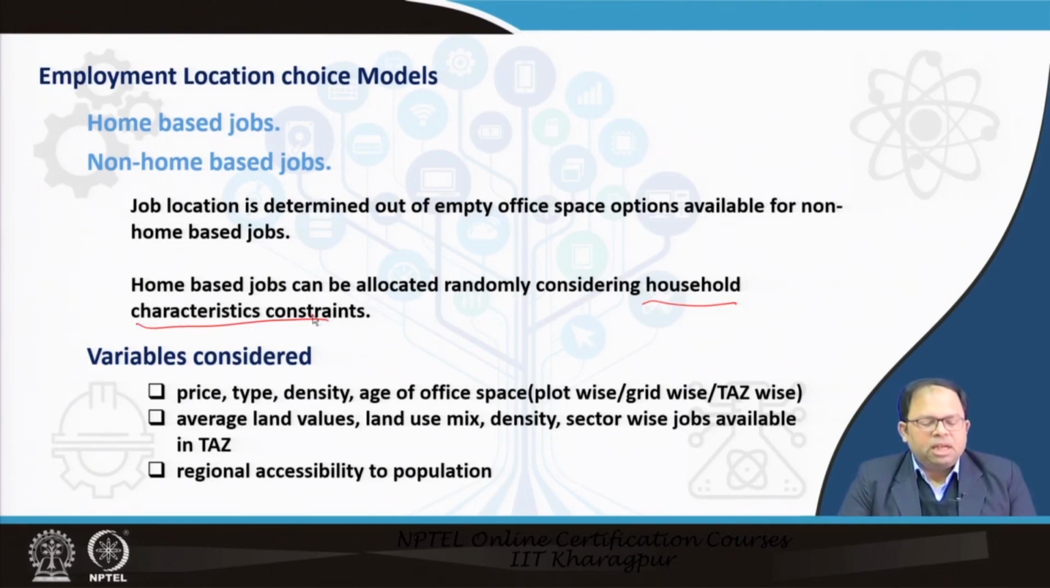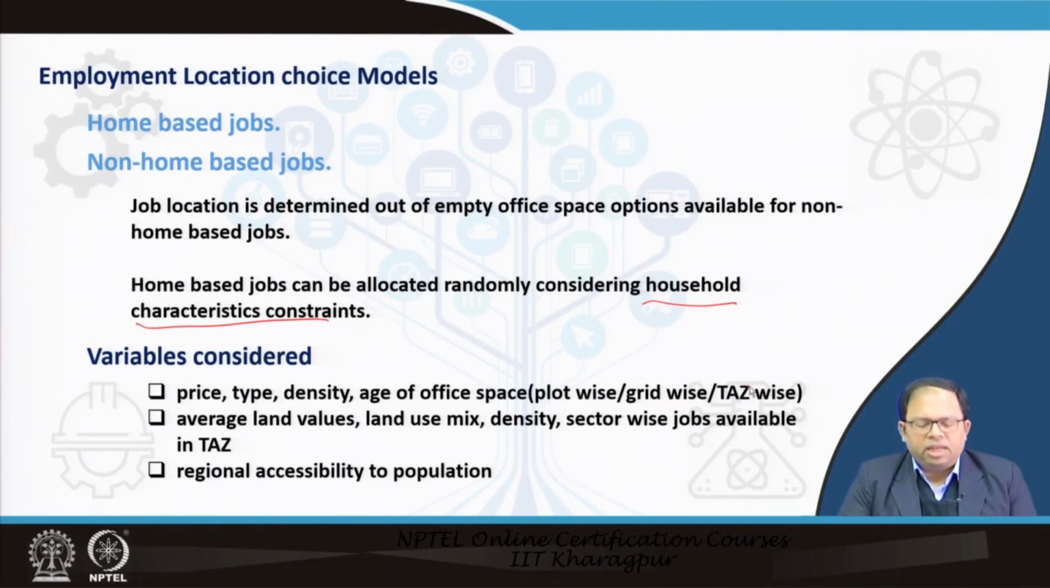And then variables considered, again, because a company is trying to locate itself in an empty area or an empty commercial building. So there also it will look into certain attributes of that particular plot or that particular area, which it will consider while thinking if this area is suitable or not, and that could be formed in the form of a utility for that particular area, or it could be estimated as utility for that area.